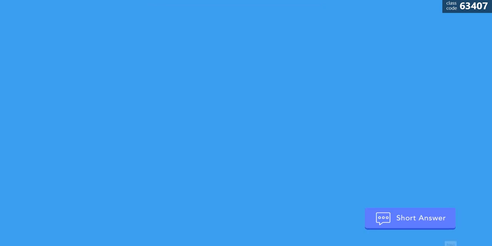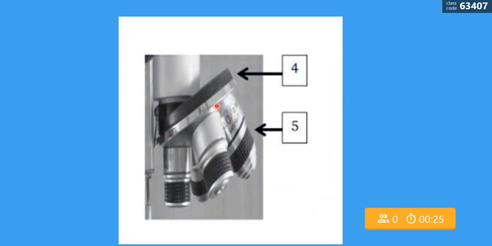Okay, let's proceed with question number four, or picture number four and five. So for number four, what part is this of the microscope? And for number five, what part is this? Sometimes it is three, but this time it is.